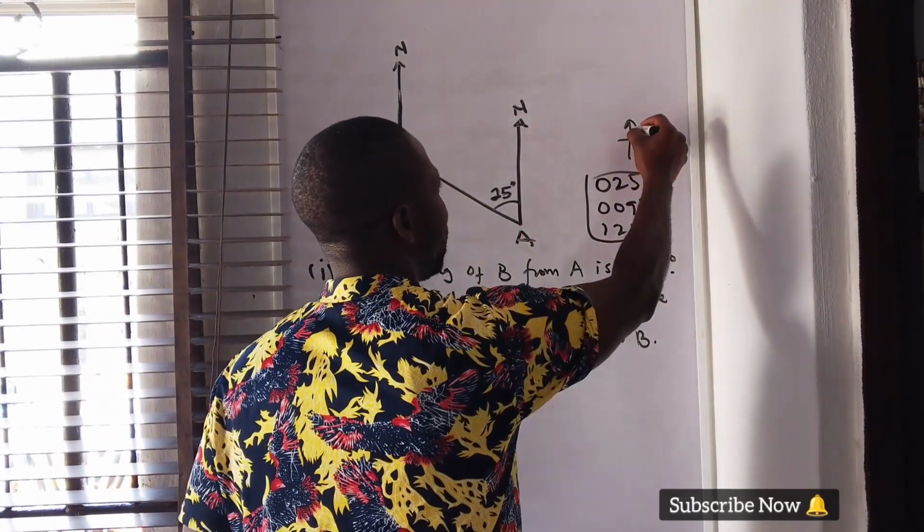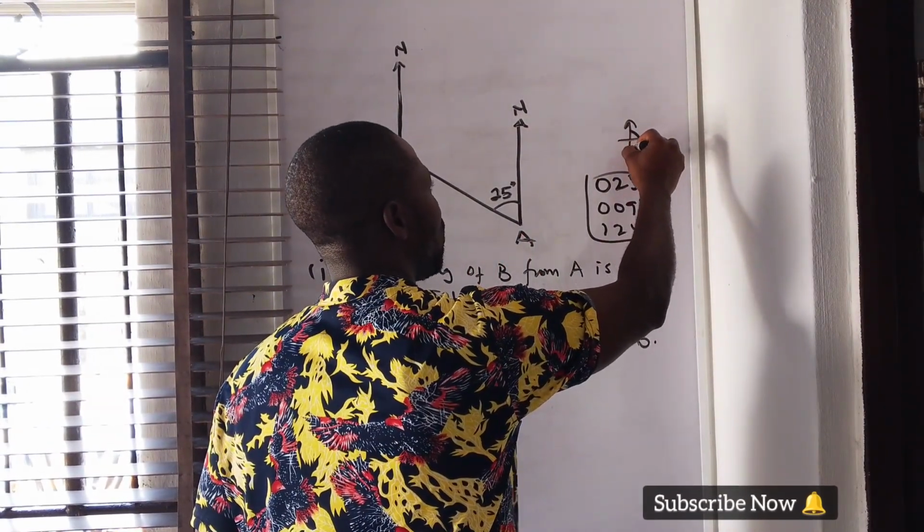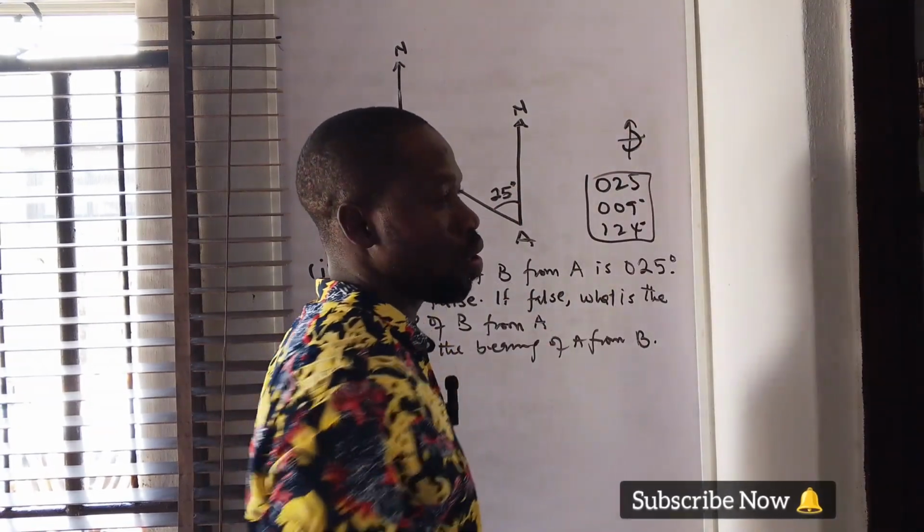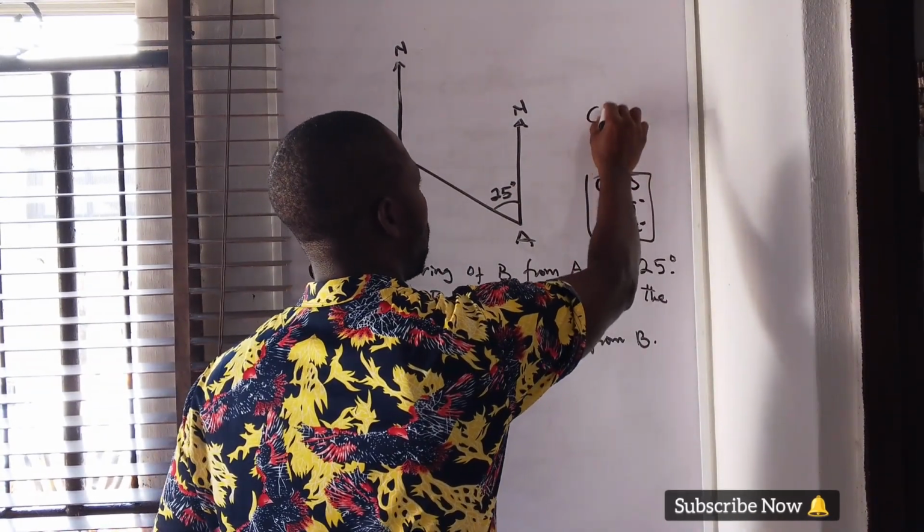And when you measure your bearing, you always start from the north and go in the clockwise direction until you get to where you're going to. So remember, clockwise.